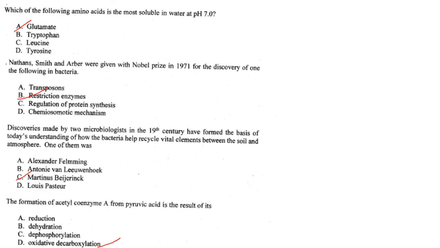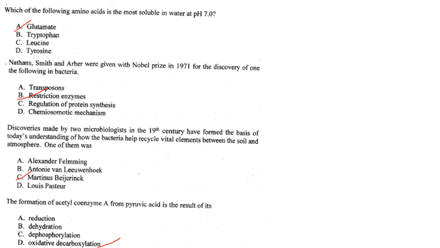Then next one. Which of the following amino acids is the most soluble in water at pH 7? So it is glutamate that is most soluble in water. Whereas leucine is incorrect because leucine is a water insoluble amino acid. Then tryptophan is hydrophobic and tyrosine is a non-polar molecule. So the answer is option A, that is glutamate.